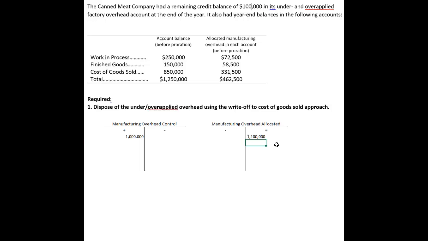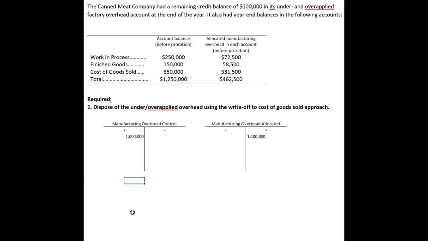And the easiest way to do that is to just force everything, the difference, the over or under applied amount. We would call this an over application. We're over applied here. We would force that amount to cost of goods sold. So the way to do that is to debit this manufacturing overhead allocated account for $100,000. And by doing that, then these two accounts net to zero.